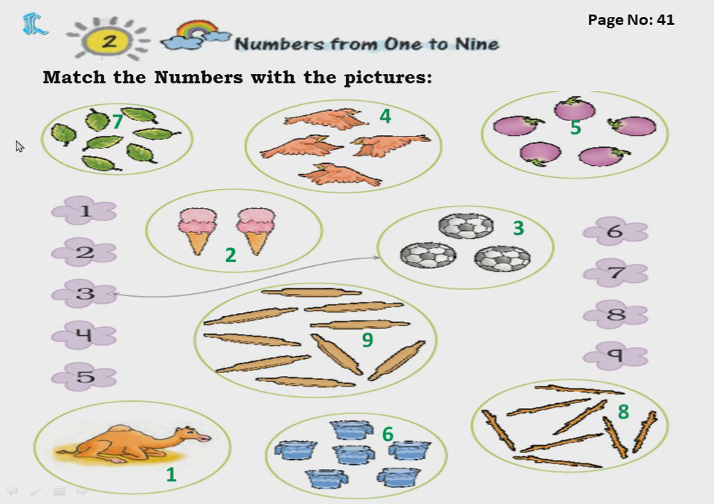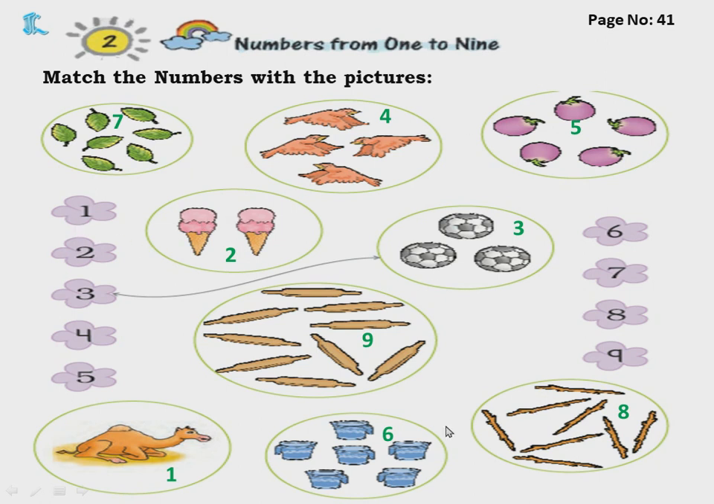Okay, now we have counted. Now what we have to do? Match the numbers with pictures. Like one has been done for you. 3. Where are 3 objects? In which circle 3 objects are there? Here 3 balls are there. So it is match. Now like that we have to do 1.